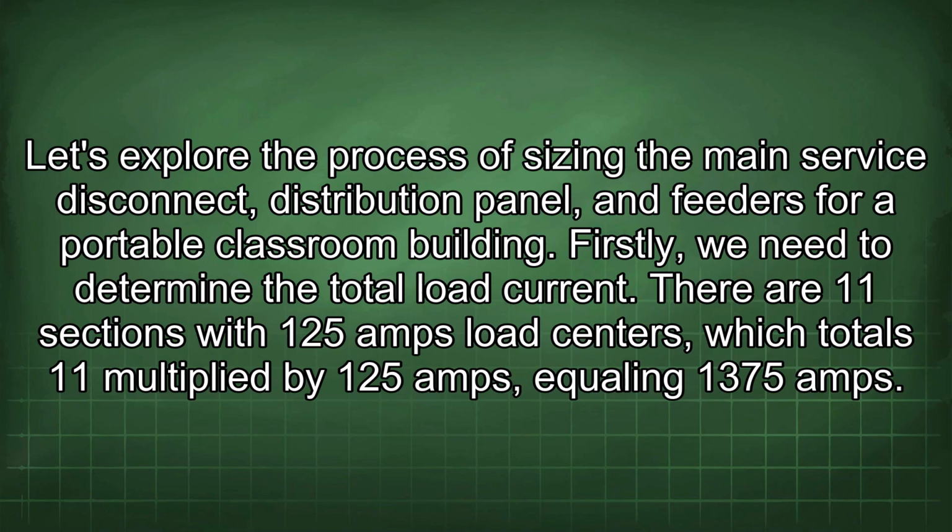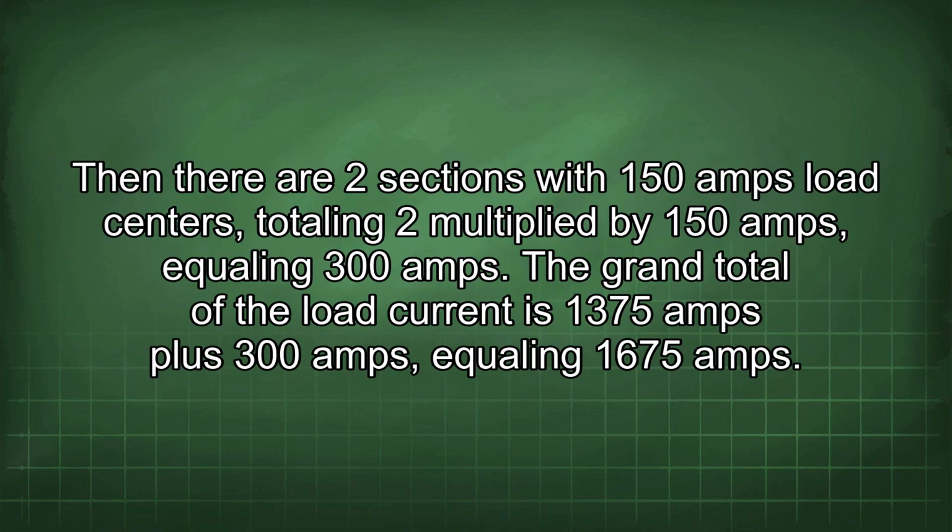Let's explore the process of sizing the main service disconnect, distribution panel, and feeders for a portable classroom building. Firstly, we need to determine the total load current. There are 11 sections with 125 amps load centers, which totals 11 multiplied by 125 amps, equaling 1375 amps. Then there are 2 sections with 150 amps load centers, totaling 2 multiplied by 150 amps, equaling 300 amps. The grand total of the load current is 1375 amps plus 300 amps, equaling 1675 amps.